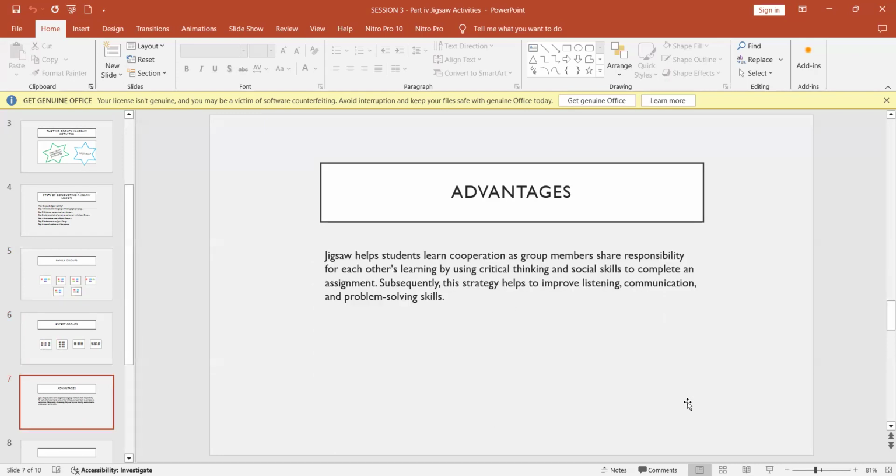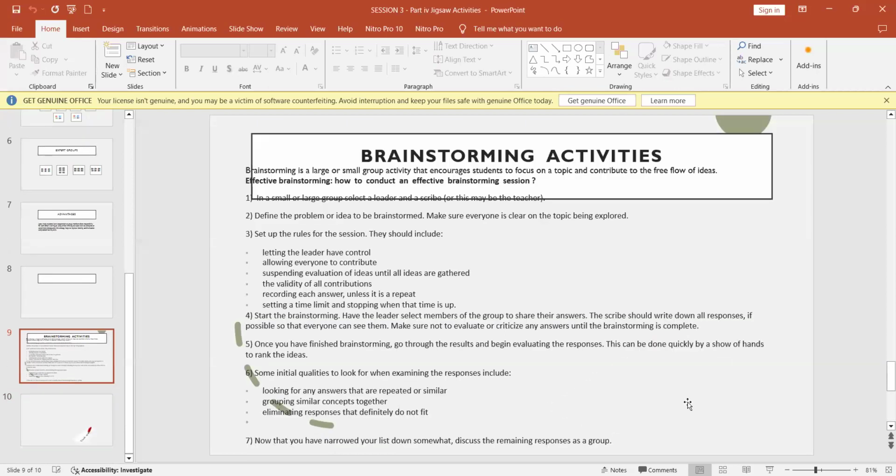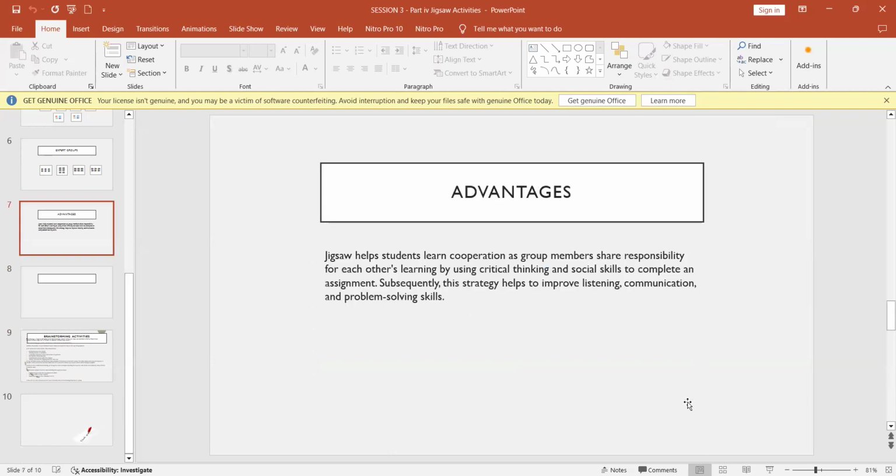What are the advantages? Jigsaw helps students to learn cooperation, as group members share responsibility for each other's learning by using critical thinking and social skills to complete an assignment. Subsequently, this strategy helps to improve listening, communication, problem solving, cooperation, all soft skills, right? Okay. So that is the advantage. That is what I have to actually do for jigsaw activities.